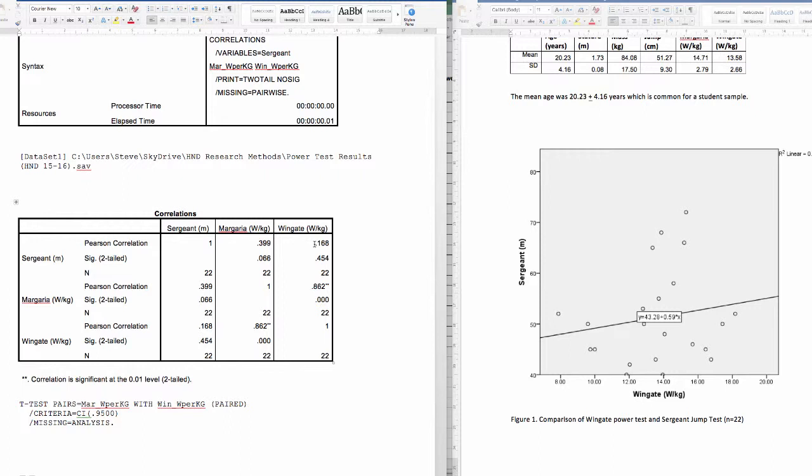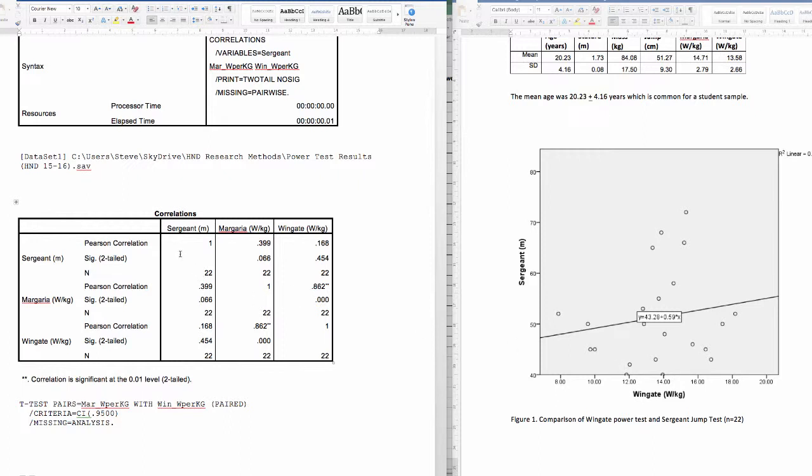And as I mentioned in the class, if it's close to 0, then there's absolutely no relationship between the Wingate score and the Sargent jump score, and if it's a 1, it's perfectly spot on, and what you should see is all the dots along a straight line. So 0.168 kind of represents that scattered diagram there. There isn't anything that looks very significant on there.